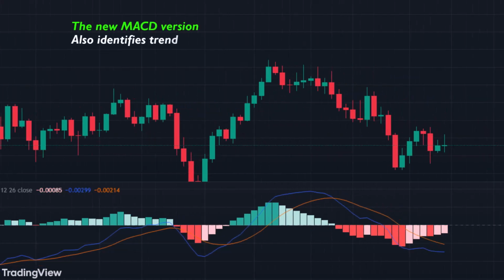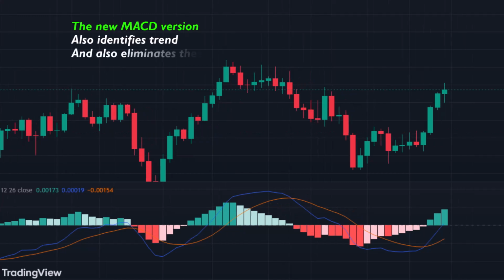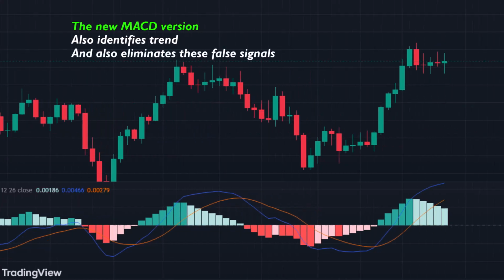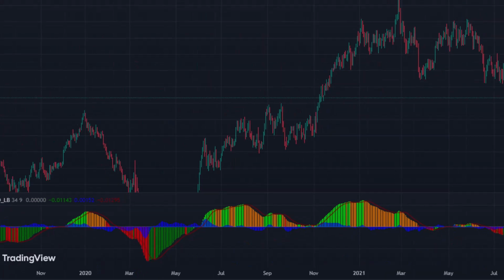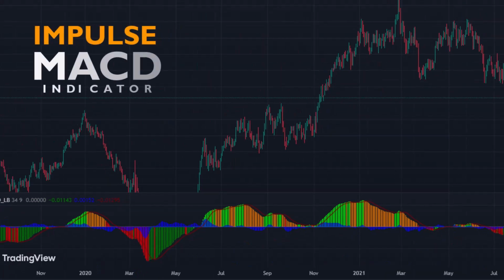So what if I told you that this new version of the MACD indicator could also help us identify trends and could also eliminate these false signals for us when the market is ranging, therefore minimizing your loss? So the indicator is called the Impulse MACD.